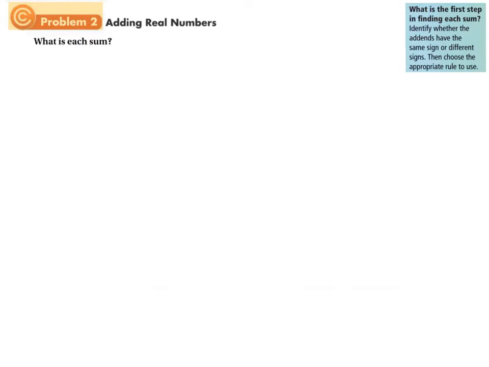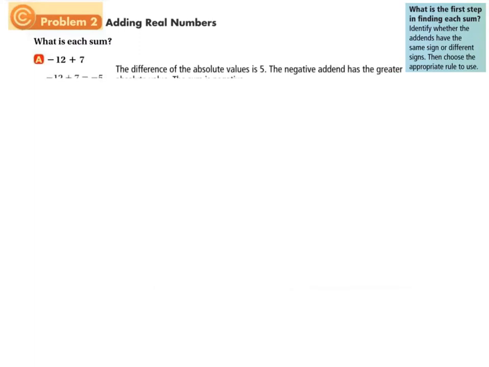Remember, if you have the same sign, you add the absolute values together, keep the sign. If you have different signs, you subtract the absolute values and keep the sign of the one with the larger absolute value. So here we go. What is the sum of these two? Okay, well, they're opposite signs. So we're going to subtract the absolute values. 12 minus 7 is 5. And there's more negatives, so it's going to be negative. There's 12 negatives, right?